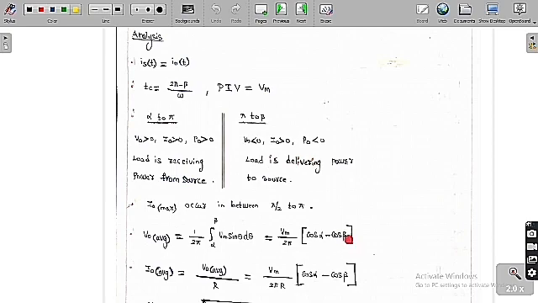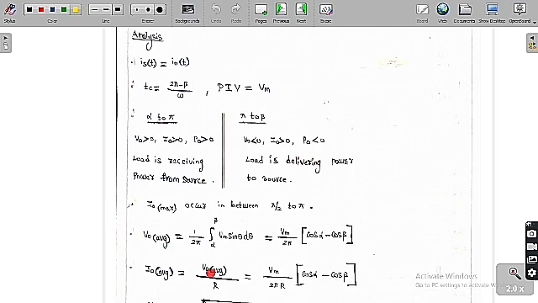Here beta is called the extinction angle and alpha is called the firing angle. So Vm by 2 pi into cos alpha minus cos beta, where alpha is called the firing angle and beta is called the extinction angle.